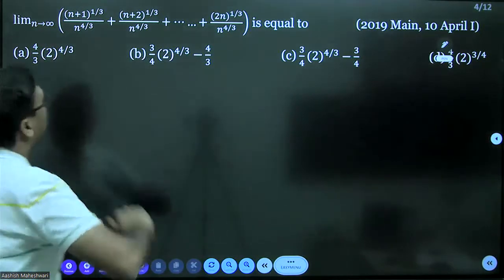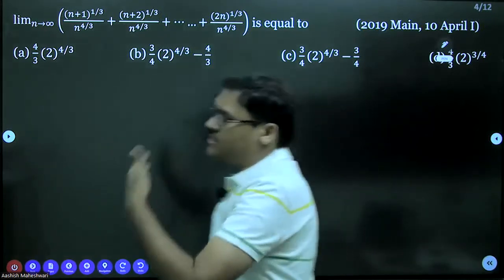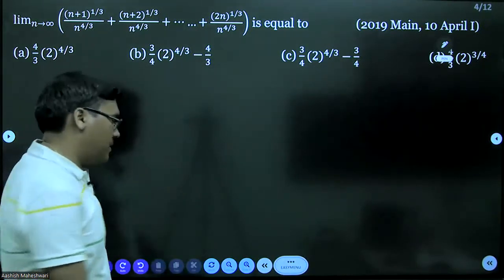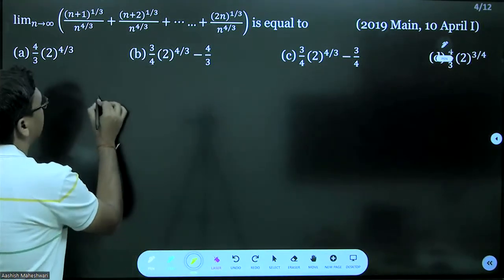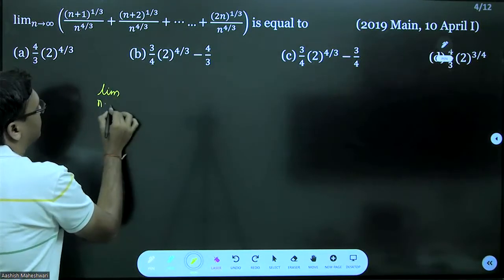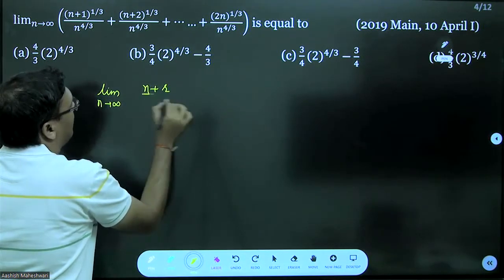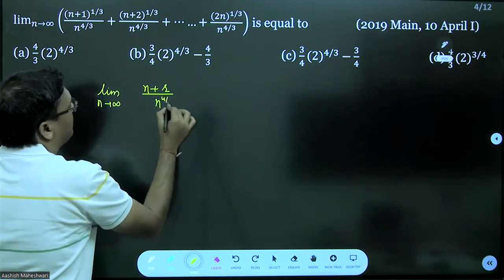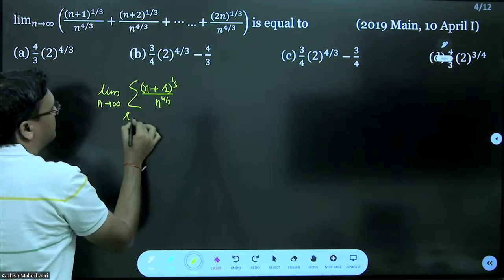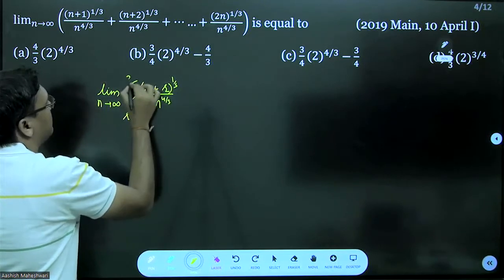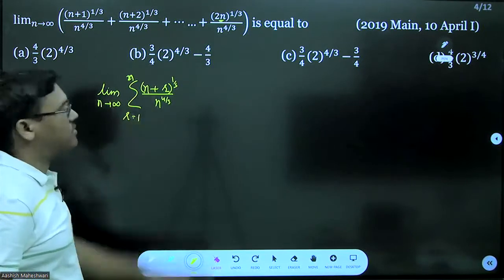Here you can see we have limit n tends to infinity, some terms here. So now first see, if you have this kind of expression with n tends to infinity, first convert it to sigma. Converting to sigma makes it easy to visualize what to do, okay? So you can see here this is limit n tends to infinity, sigma r is equal to 1 to n of n plus r upon n raised to 4 by 3, all raised to 1 by 3. You can see this is 1 to n because this is 2n, meaning n plus n. This is the expression, correct?